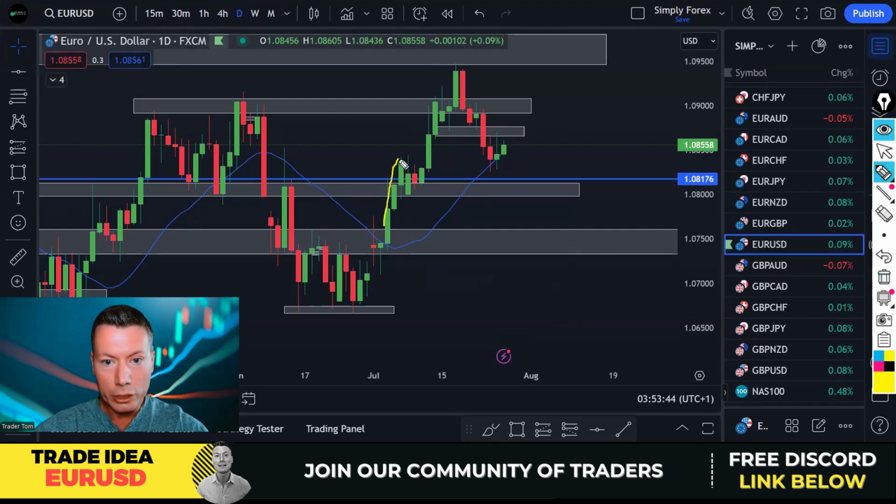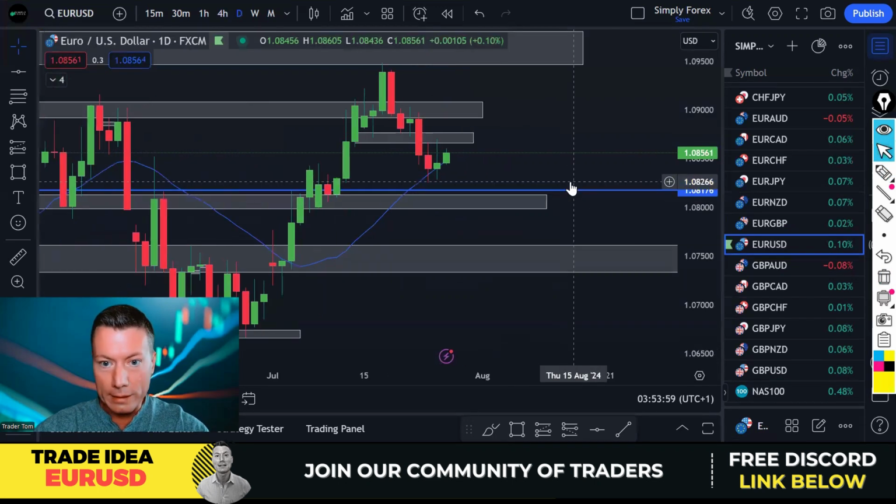Now, if you look at the day chart, we were in this uptrend, and then bang, as soon as we break these lows, we're in a downtrend. Price has retraced to a nice level of resistance, and we've had a bit of a reaction there. So I'm still interested in this.